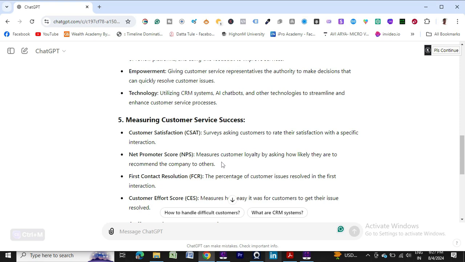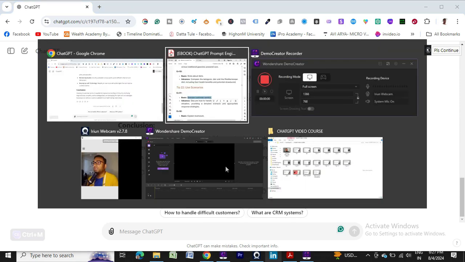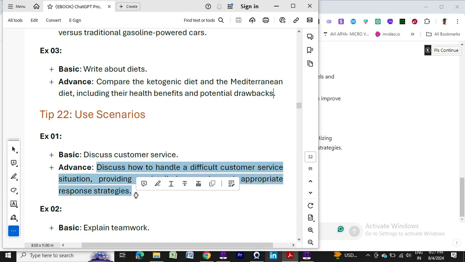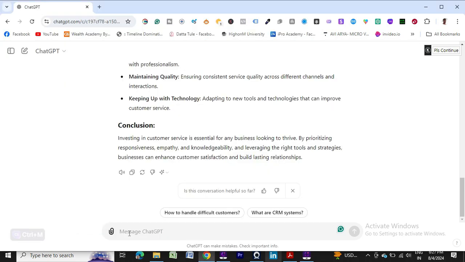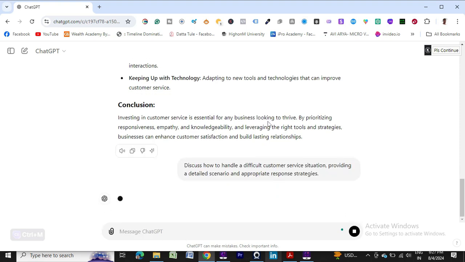For idea purposes it is correct, but if you want to get something specific and accurate, you need to modify your prompt. It also covers measuring customer service success, challenges in customer service, and a conclusion. So it has given me a generic answer. Let's modify it. Now I am asking ChatGPT to discuss how to handle a difficult customer service situation, providing a detailed scenario and appropriate response strategies. So I want these two things, a detailed scenario and an appropriate response, and accordingly it will provide me the response.